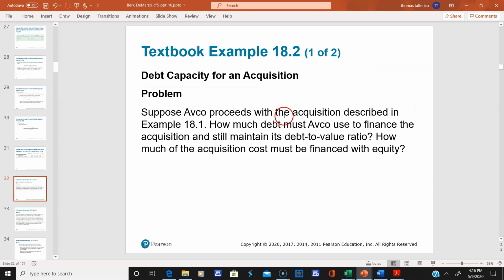All right, so let's look at the debt capacity for an acquisition. Suppose Avco proceeds with the acquisition described in example 18.1. How much debt must Avco use to finance the acquisition and still maintain its debt-to-value ratio? How much of the acquisition cost must be financed with equity? Okay. So they've got to find out how much debt they should use and still maintain that debt-to-value, and then how much should be financed with equity.